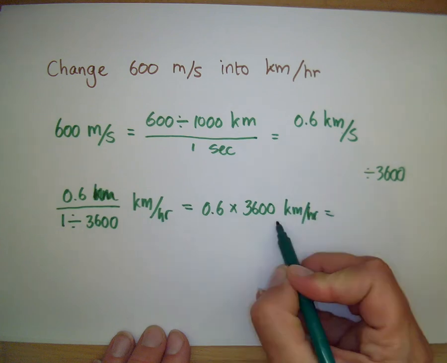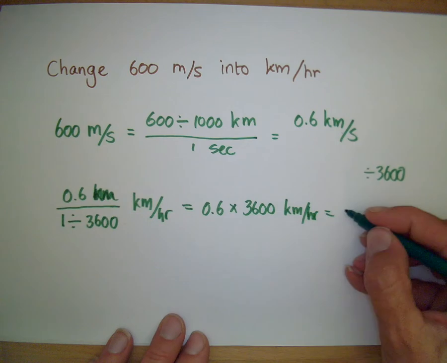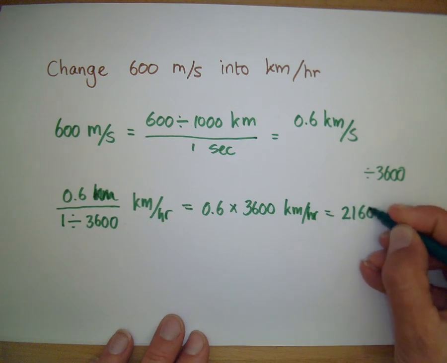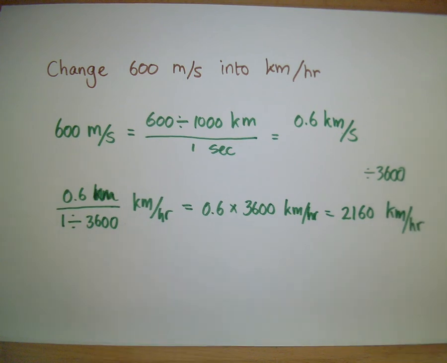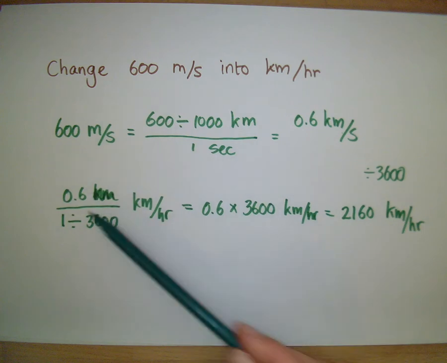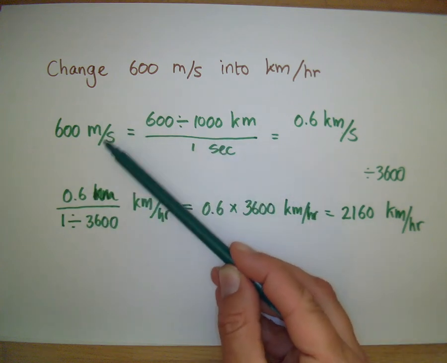Now we just have to do the multiplication, and that will give us, I used my calculator for this, or I just spent a little time thinking hard, 2,160 kilometers per hour.